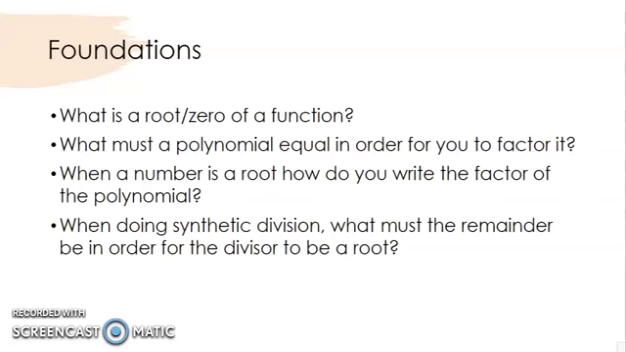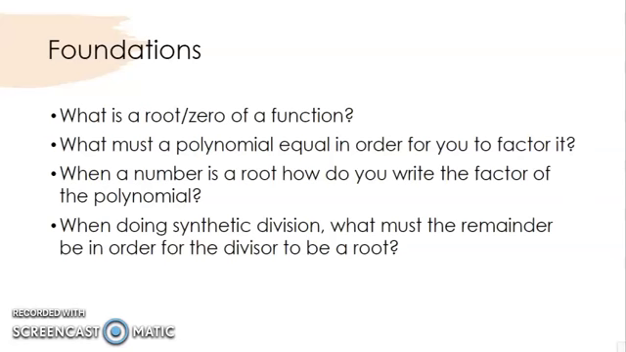Okay, a root or zero of a function is essentially the place where the function's graph touches the x-axis. We call it a zero because the y value is 0 because it's touching the x-axis. What must a polynomial equal in order for you to factor it? That would be 0 because we want the zeros of this. That's why we call them zeros.